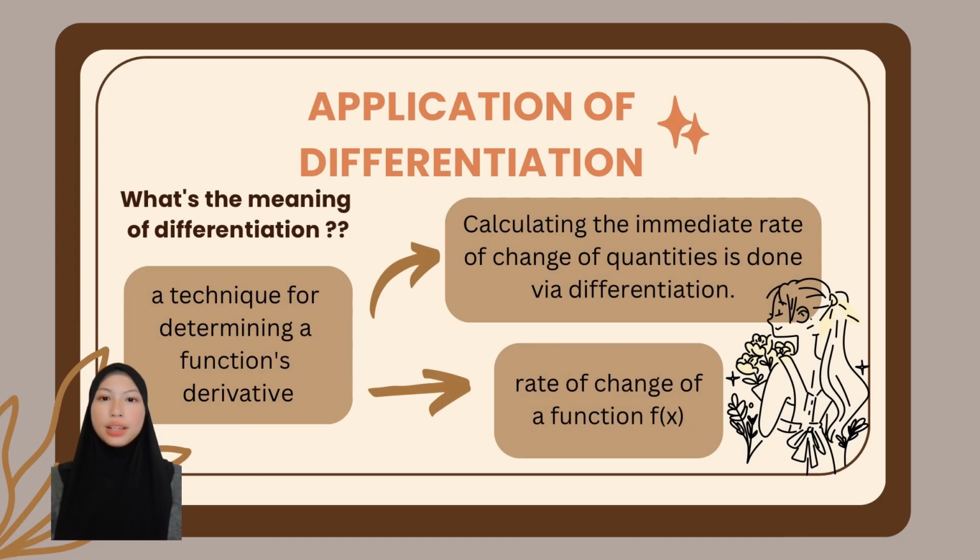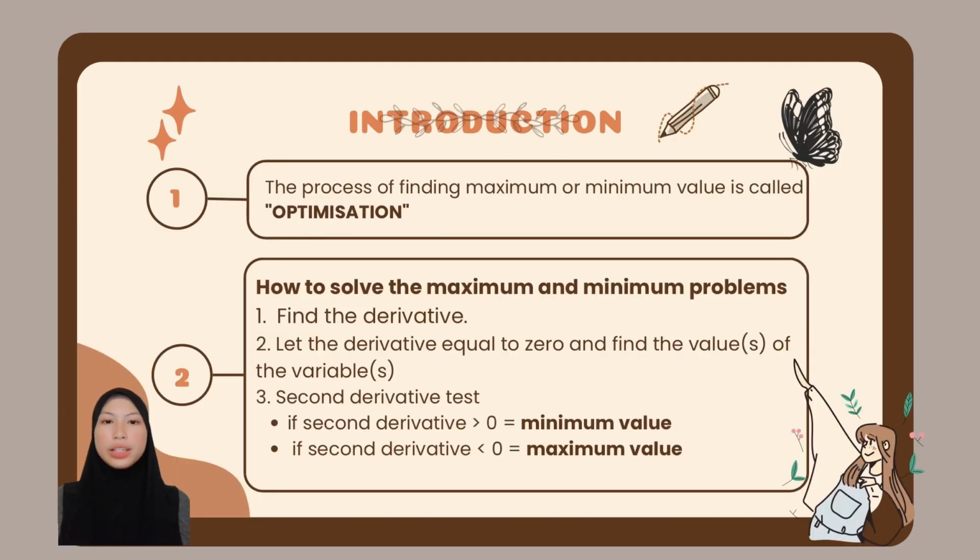Let's start with the application of differentiation. Let me tell you the meaning of differentiation. Differentiation means calculating the instantaneous rate of change of quantities and the technique for determining a function's derivative. The rate of change of a function is f'(x). Let me tell you in more detail.